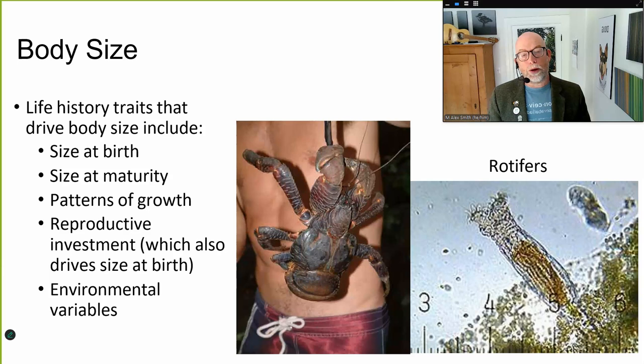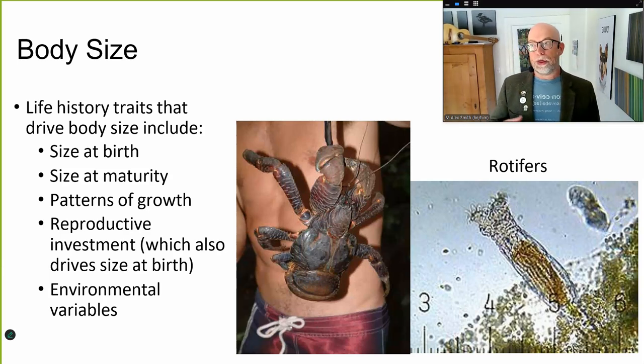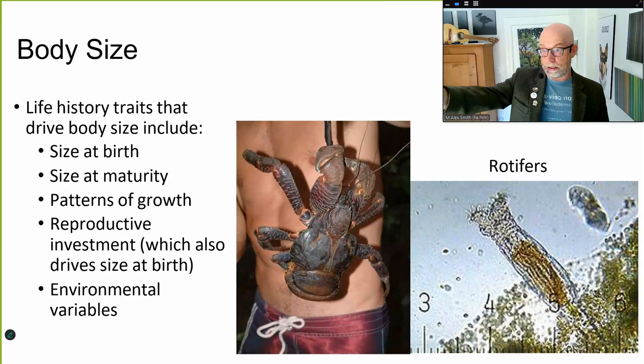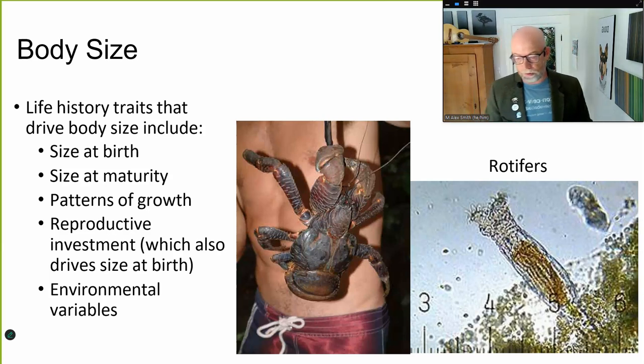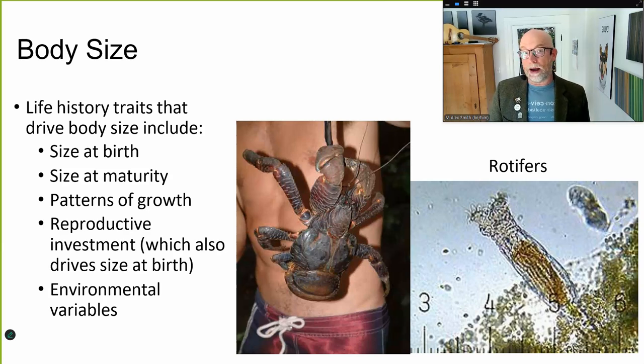Body size is one of these traits that we use in life history evolution theory, and we use it a lot partially because it's connected to a lot of these things, like it's listed there. So size at birth, size at maturity, patterns of growth, reproductive investment, which circles back to the size at birth, and environmental variables, all interacting with the body size of the organism. So these are some of the theoretical underpinnings of why body size is a really attractive life history variable.